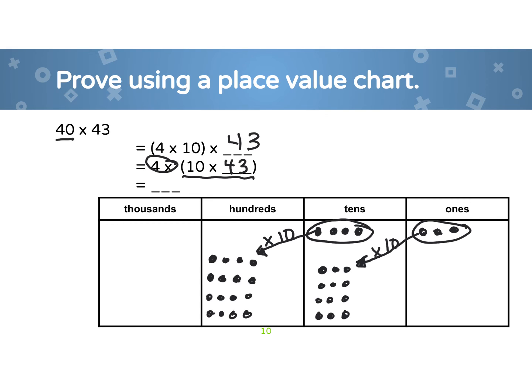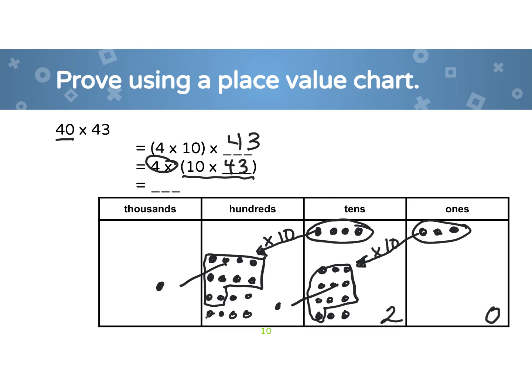So 3, 6, 9, 10. I'm going to circle this and regroup it as a 100. And then I have 2 left. So I'm going to have 0 ones. I have 2 tens left. Now look how many hundreds I have. I'm going to need to do some regrouping here. So I have 8, 9, 10. I'm going to regroup these 10 hundreds as 1,000.